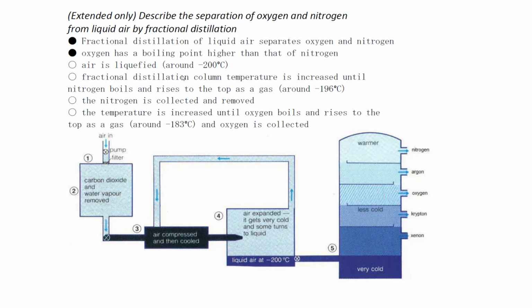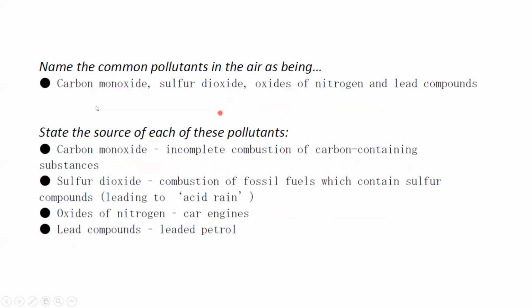Then about the air pollutants, because there is air pollution. Some common pollutants are carbon monoxide, sulfur dioxide, oxides of nitrogen and lead compounds. Carbon monoxide, what is the source? How is it produced? By incomplete combustion. If there is a limited supply of oxygen, then carbon monoxide is produced.